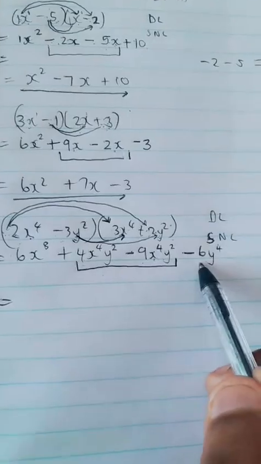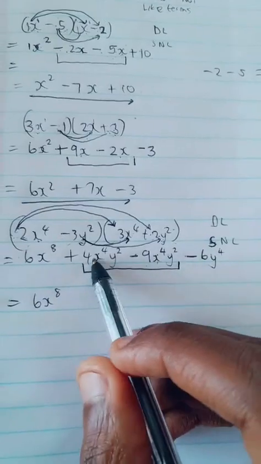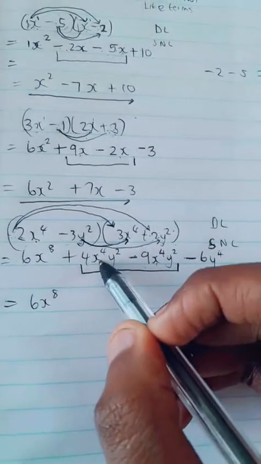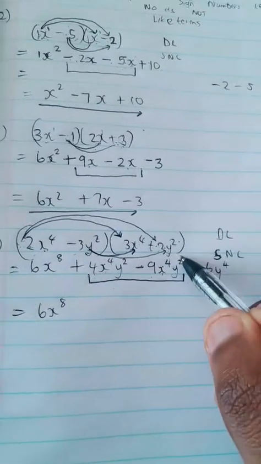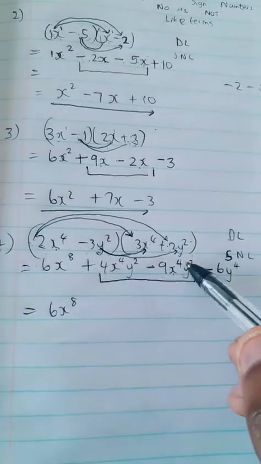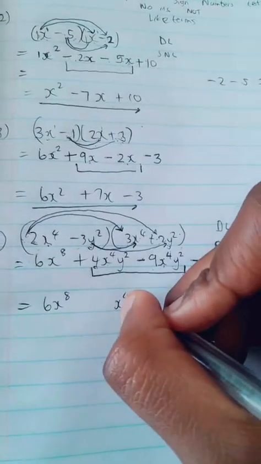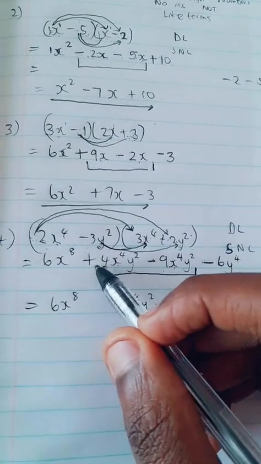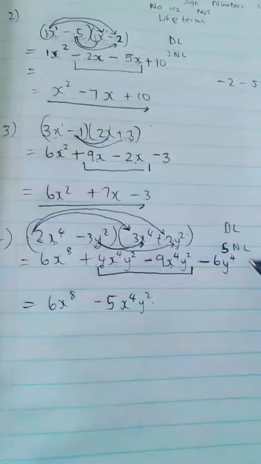Okay, so let's go again, guys. Then we can add the like terms: 4x to the power 4 y squared minus 9x to the power 4 y squared. These are like terms. Why? Because look at the variable and the exponent, variable, exponent. It's like they are wearing the same jersey, these guys. Everything is the same, the variable together with the exponent. So we can add the like terms. We keep the variable, and we add or subtract the coefficients. What's 4 minus 9? That's equal to negative 5.